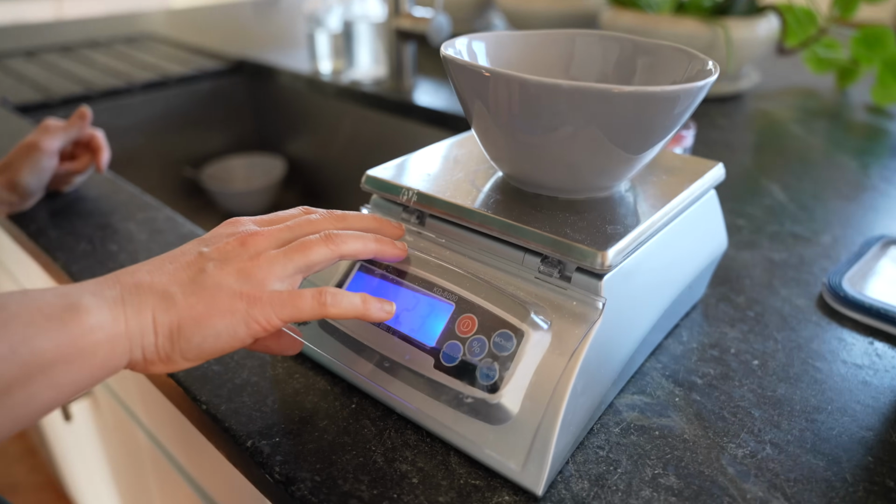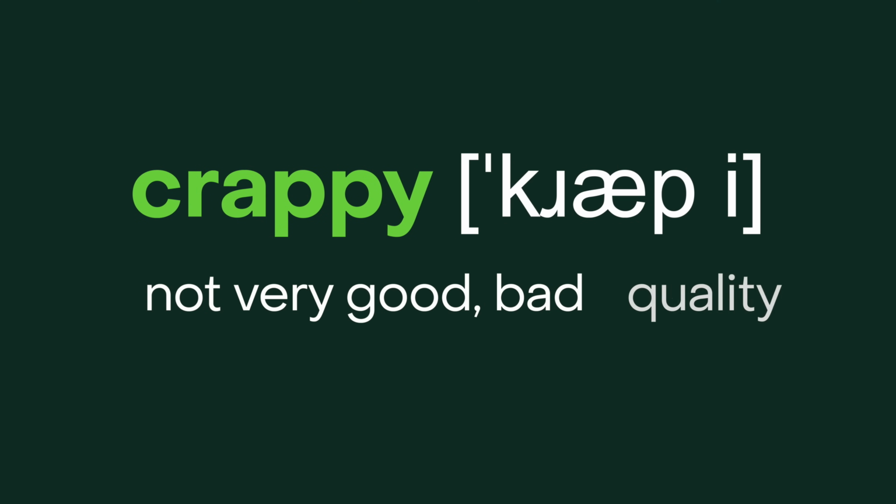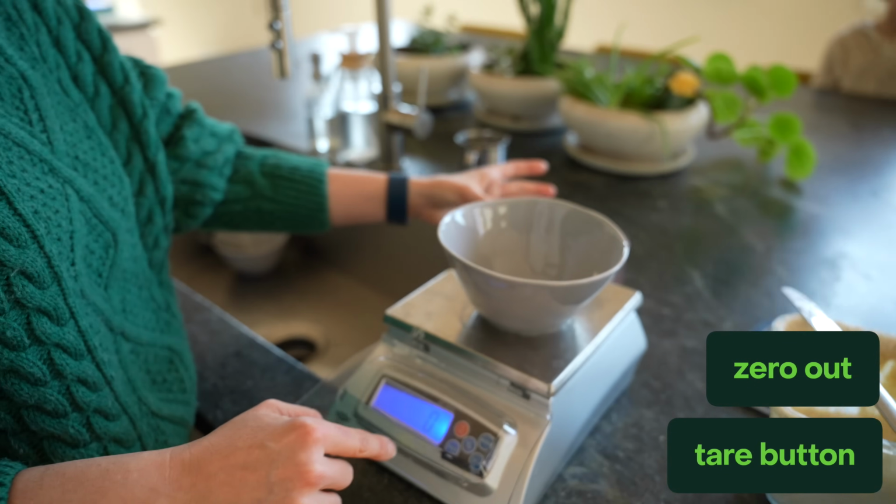This is a good scale. I had a crappy one first that I got rid of. Crappy is a slang way to say not very good, bad quality. I had a crappy scale. I didn't like it, so I bought a nicer one. Crappy. I'm gonna press the tare button, which zeroes it out.